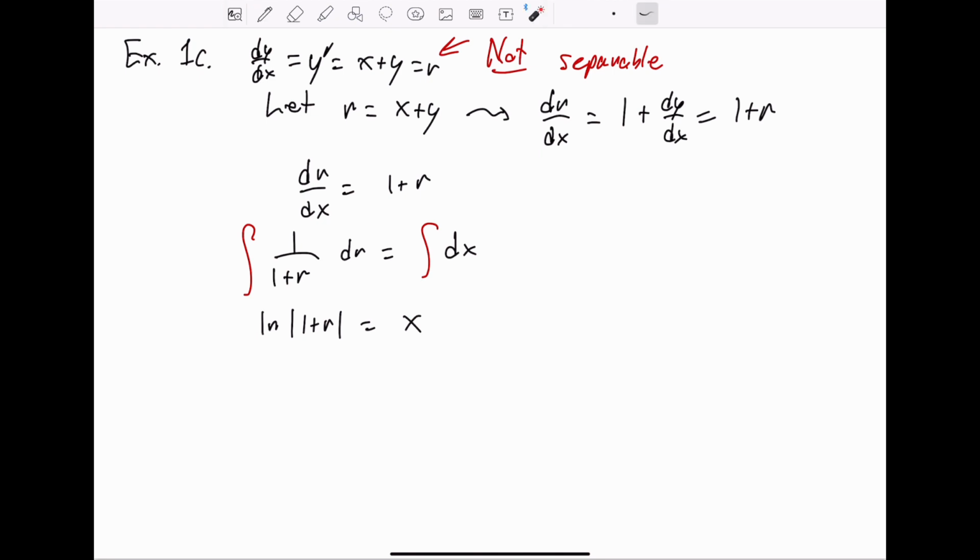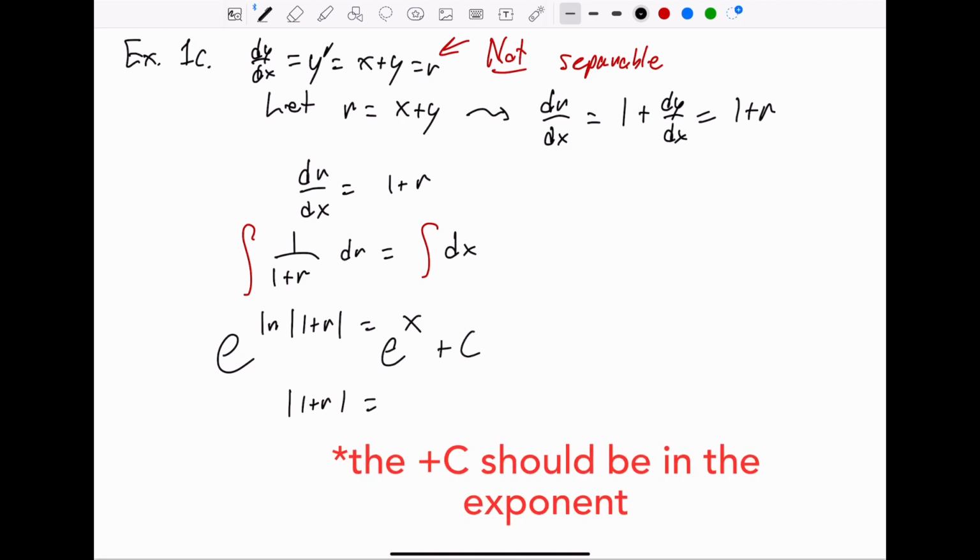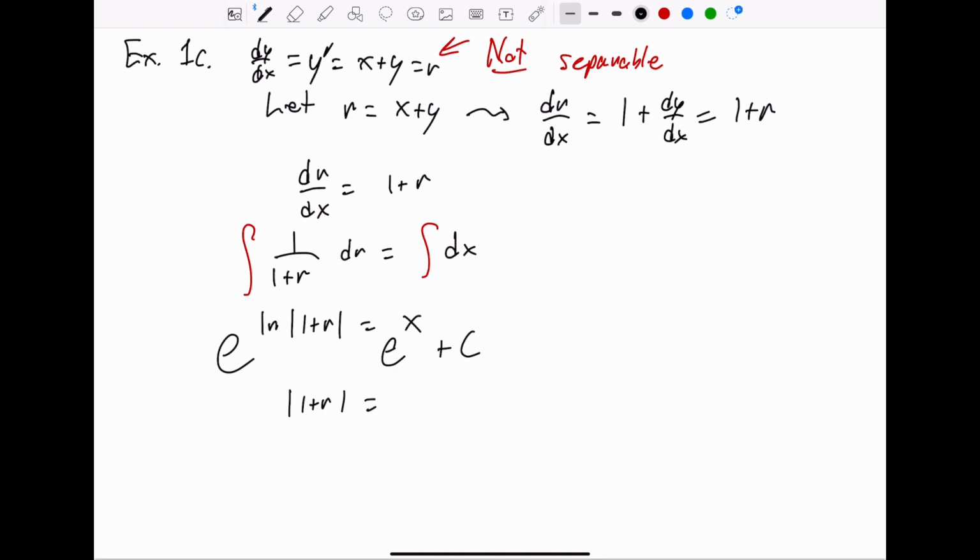We can solve here for r just like we solved for y in the previous problem. We'd raise e to the power of both sides, and then we have the absolute value of 1 plus r equals, well, we'd add a plus c here, and then we have some constant times e to the x, and this was an arbitrary positive constant. To get rid of the absolute values, we add a plus or minus, and ultimately we can just say 1 plus r equals some arbitrary positive or negative or zero constant times e to the x. Solve for r, and we have c e to the x minus 1.